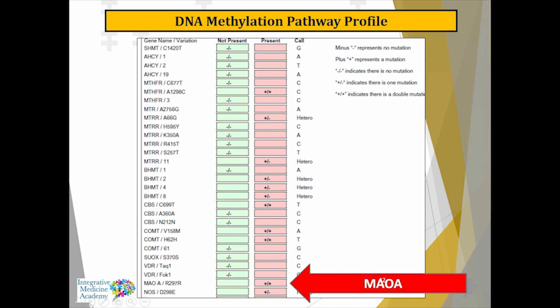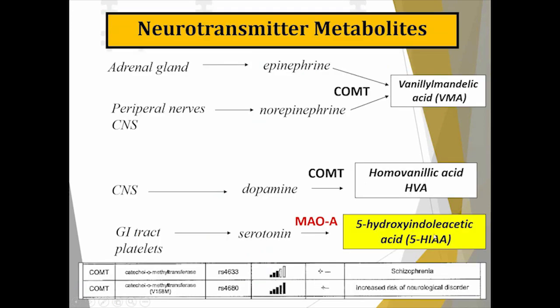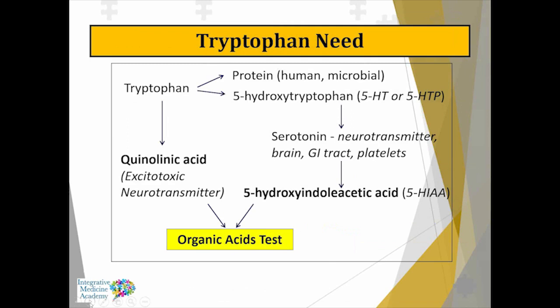Another enzyme that has an effect on serotonin is monoamine oxidase A. Okay, and it's what's involved in metabolizing serotonin appropriately in order for us to have adequate levels of this 5-hydroxyindoleacetic acid. So the story really begins with tryptophan, because tryptophan is needed to help produce serotonin, but tryptophan also can go and produce something called quinolinic acid. Now, quinolinic acid has some biochemical support in the body, but too much of it can become an excitotoxic neurotransmitter. Both quinolinic acid and our 5-HIAA are measured off the organic acid test.